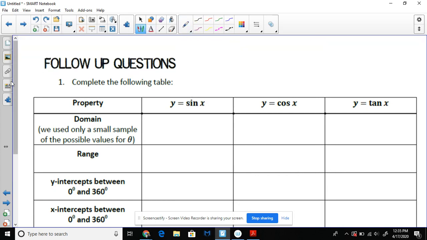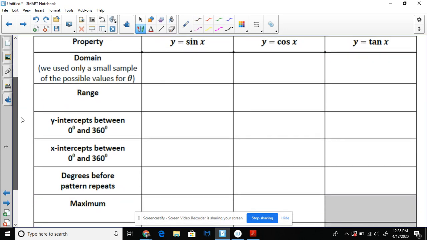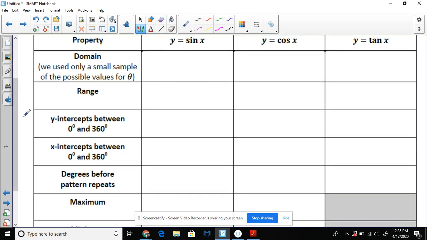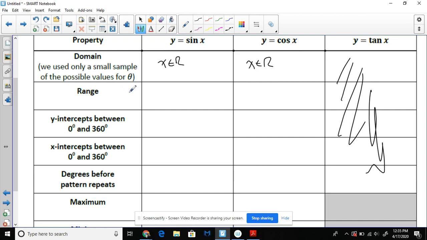And you can also look at the note that had all the filled in answers. Okay. So here, this part is just filling in the table where you talk about things that we have discussed, like domain and range. So like the domain for sine and cosine. So notice that we used only a small sample of the possible values for theta. Okay, so what can theta be? Well, like the domain, y equals sine x. X can be any real number, right? Same with cosine. Okay, this we'll just ignore. Who cares about tan? Okay, the range, well, if you look, sine and cosine are both stuck between -1 and 1.